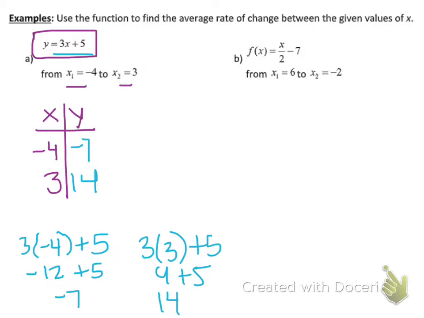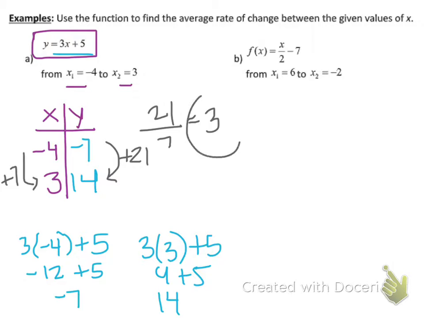And now I need to figure out the change in y over the change in x. So let me just set my fraction up and we can just fill it in. So my y's are going from -7 to a +14. So they are going up by 21. And my x's from -4 to a +3 are going up by 7. And when I divide this out, I get a positive 3.